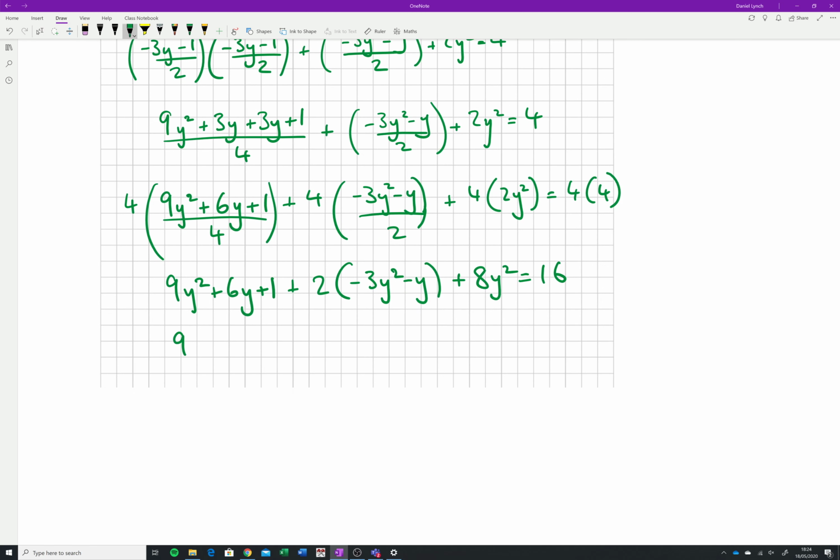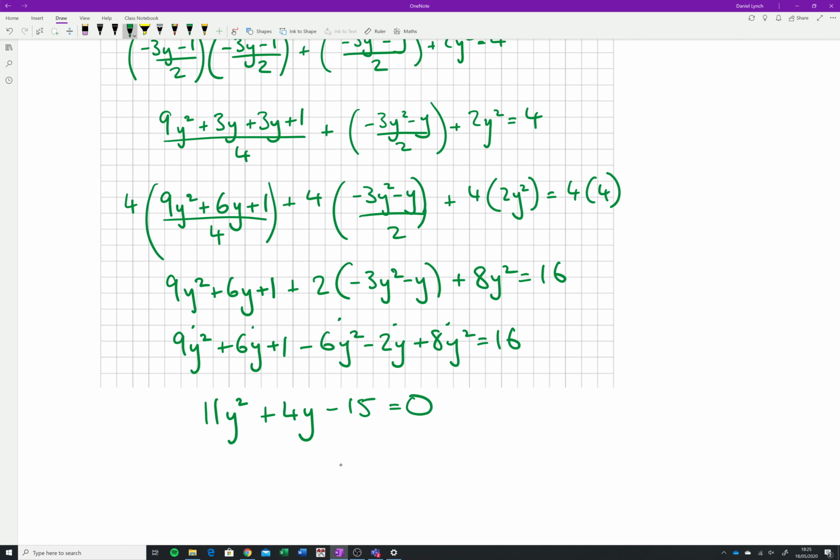So what do we have? We have 9y squared plus 6y plus 1. Don't add 1 and 2, that would be a terrible PEMDAS mistake. 2 is multiplying this thing here. So it's minus 6y squared minus 2y plus 8y squared is equal to 16. Okay, let's add the y squareds. It's going to be 11y squared as far as I can tell. Let's add the y's. We have 4 y's. And we have minus 15 equals 0.